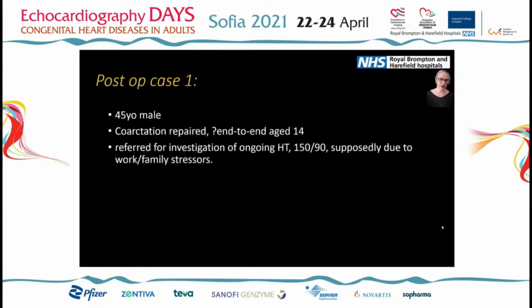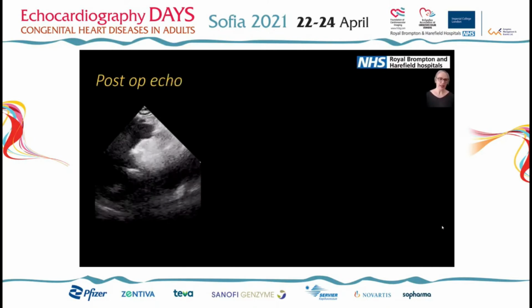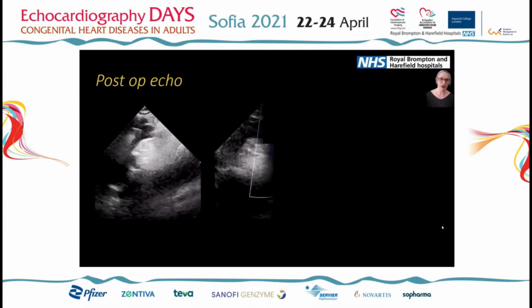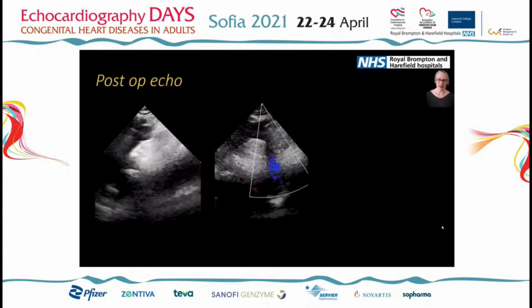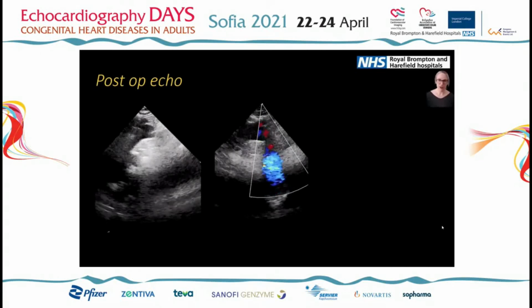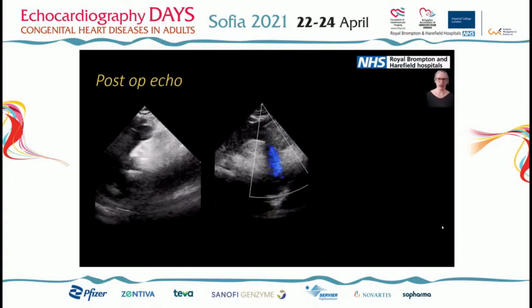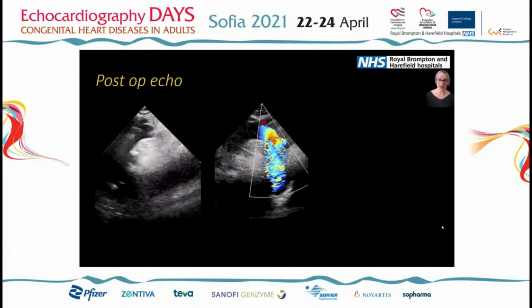Here's another example from our lab. This is a 45-year-old male who had a coarctation repaired many years ago, and he had ongoing hypertension. So we did the echo. Again, the intracardiac anatomy is fairly normal, fairly unremarkable. This is his suprasternal view. And again, we see this diastolic continuation of flow. See that blue flow, it just lingers around, doesn't it?